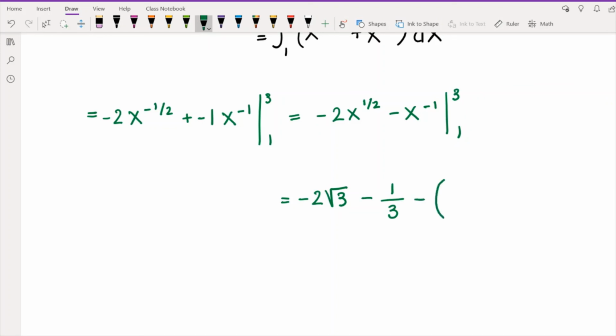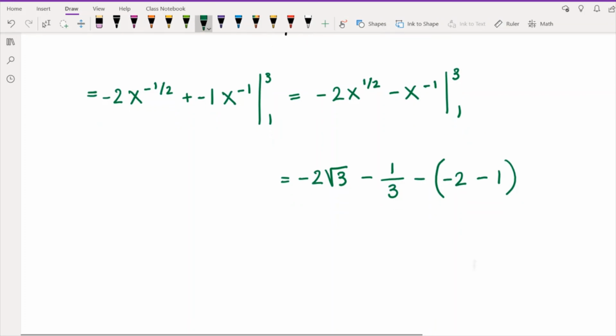Now we have to subtract what we get by plugging in 1. When we plug in 1, we get -2 times the square root of 1, but the square root of 1 is just 1. And then from that, we subtract what we get plugging in 1 to the second part, which is -1. Make sure you put parentheses. This is so important. If you don't put parentheses here, you'll get the wrong answer. When you're plugging in this bottom bound, you need to put parentheses around the expression and distribute the negative sign.